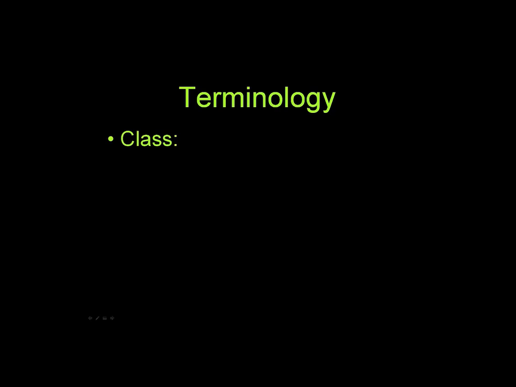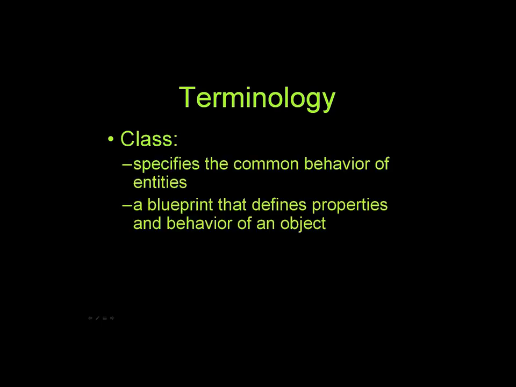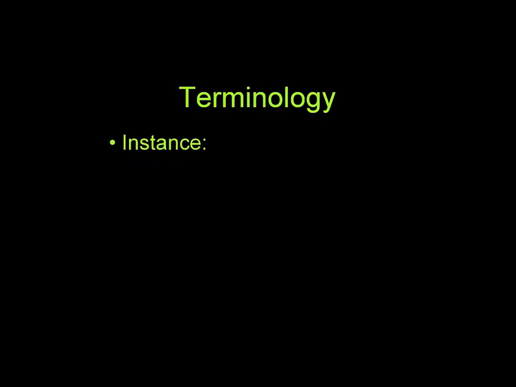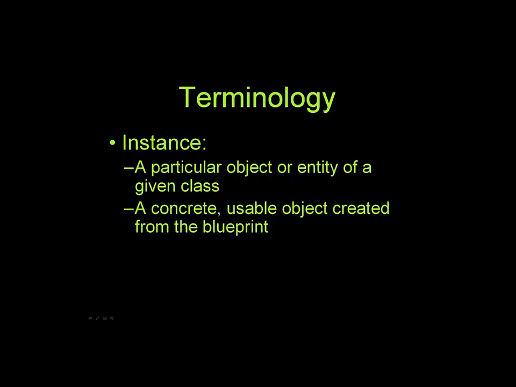Okay, let's talk about the first one, the class. A class is actually a blueprint that defines the properties and behavior of a whole class of objects. So, for example, you're students. All of you belong to the class students. Each of you is an individual of the same class, and this is called an instance. An instance is a particular entity or object of a class. So each of you is a particular instance of the student class. The instance is the actual usable object that's created from the blueprint of the class.